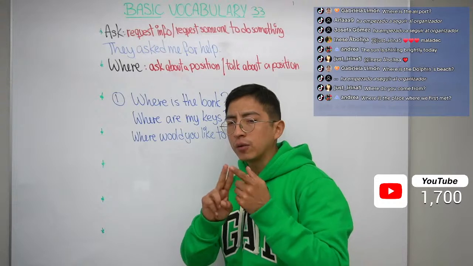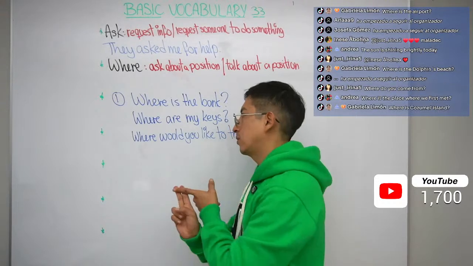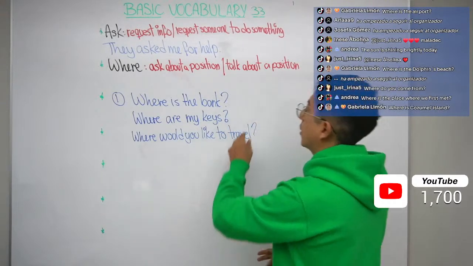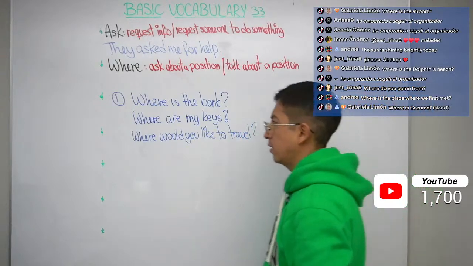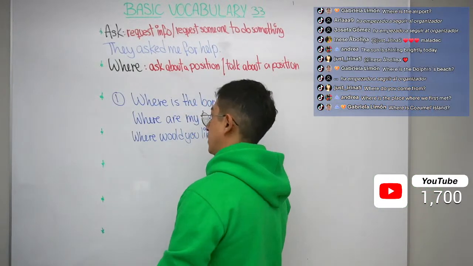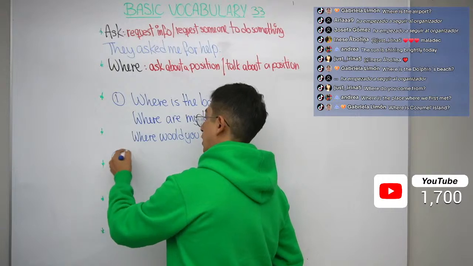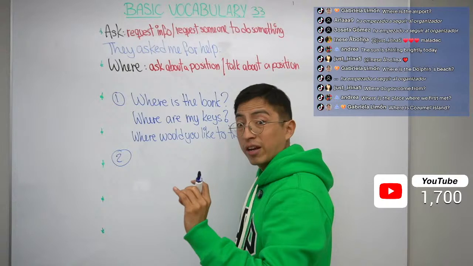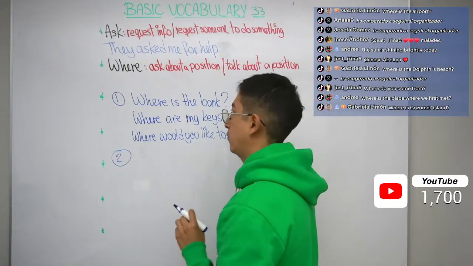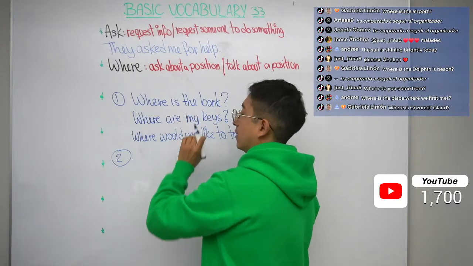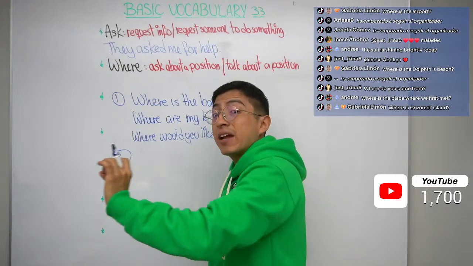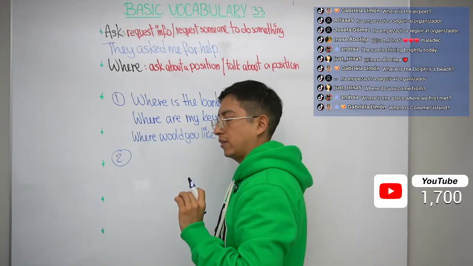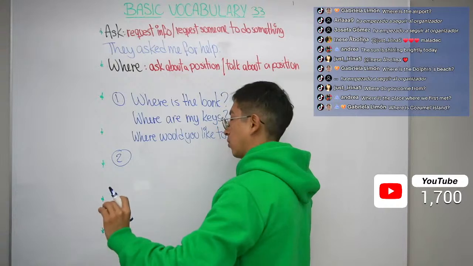Now, the second situation is to talk about a position. For example, now we're not going to ask a question directly. For example, where is the bank? This is a direct question.